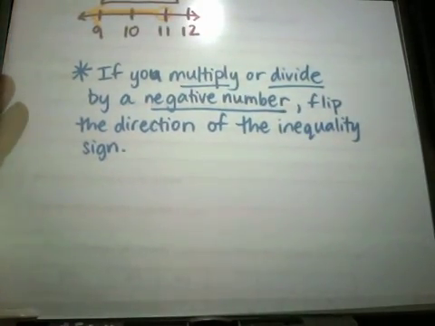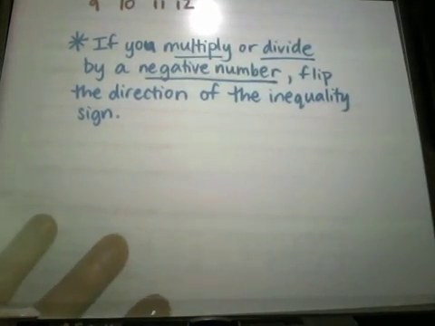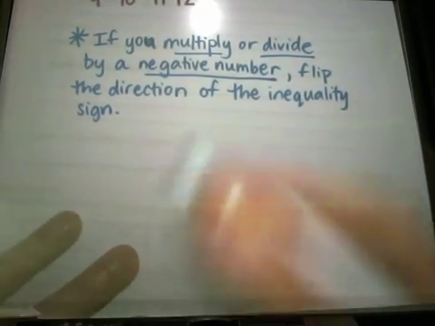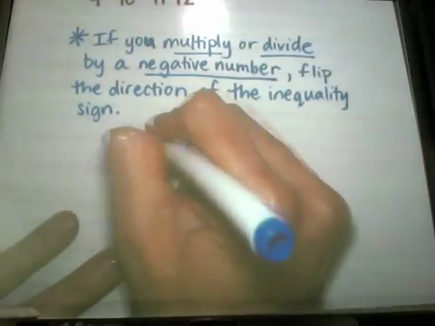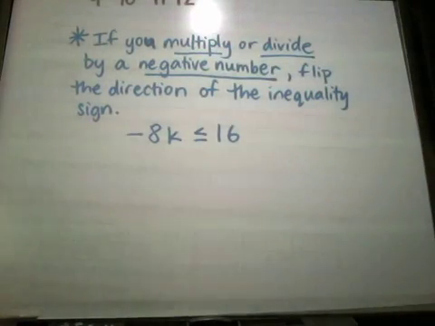And this is an important difference. And I can show you why on the next problem. I'll show you why we have to flip it. If you multiply or divide by a negative number, flip the direction of the inequality sign. For example, negative 8k is less than or equal to 16.